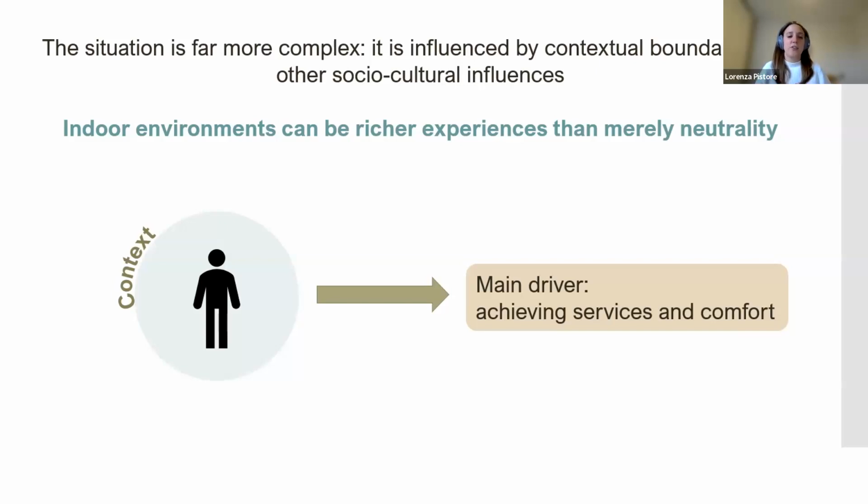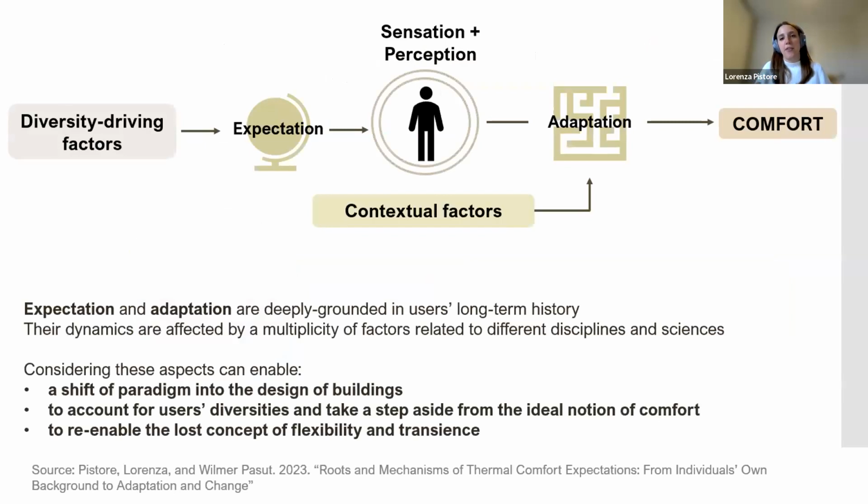So the user in the indoor environment has as one main driver achieving services and comfort. But actually the path to comfort is very complex. It's not just a straight line. The sensation and the perception of a user within the building is affected by their expectation and their adaptation in the building. And expectation and adaptation are aspects that are deeply grounded in users' long-term history, and their dynamics are affected by a multiplicity of factors related to different disciplines and sciences.